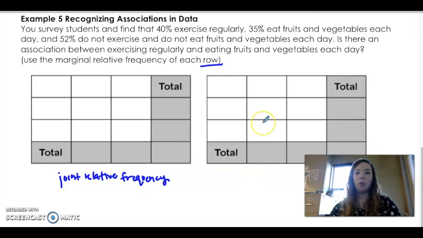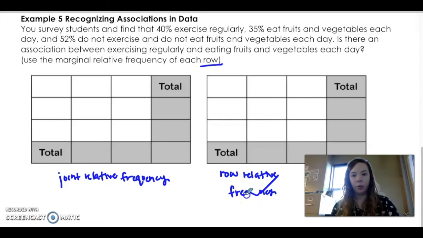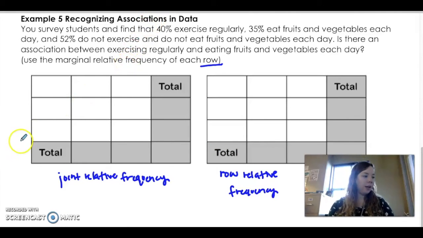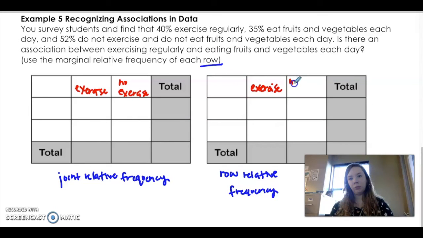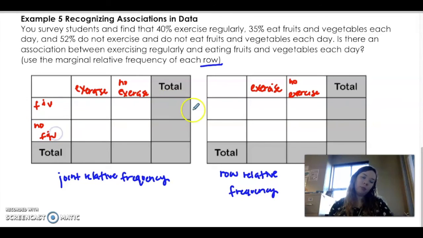And then this one we will do our row relative frequency. All right, and this time it looks like we're talking about exercise and no exercise for each of these. And then whether or not they eat fruit and vegetables or not. So I'm just doing F and B, and then no F and B.